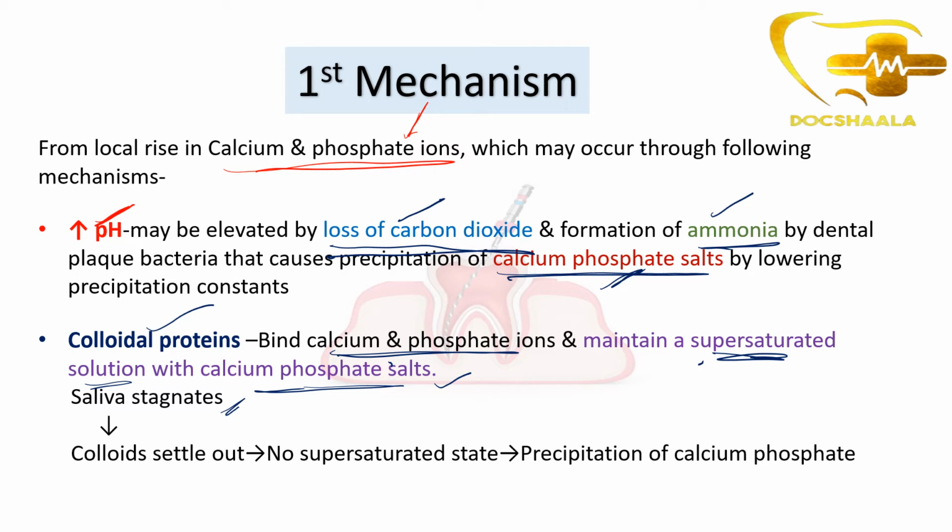What happens? These colloids settle there. Okay, the supersaturated state is not maintained. When these colloids are settled, the supersaturated state is not maintained, hence there will be precipitation of calcium phosphate, hence the plaque will get mineralized, right? So it's nothing but two main mechanisms for calcium and phosphate ion rise: increased pH and presence of colloidal proteins.